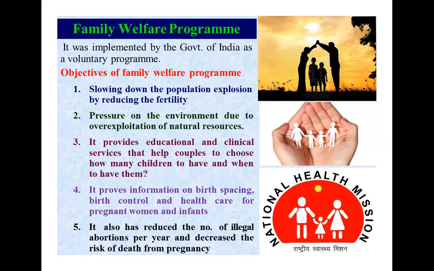Family welfare program. It was implemented by the government of India as a voluntary program, and the objective of the family welfare program was slowing down the population explosion by reducing the rate of fertility.